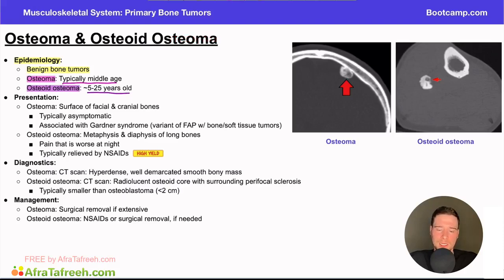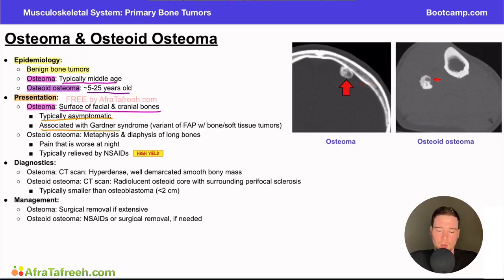Now, when we move on to the presentation here, this is where we really start to differentiate these pathologies. The osteoma is typically going to be seen on the surface of facial and cranial bones. It's often going to have an asymptomatic presentation, in that it could just be a finding that's seen on imaging, but not what the patient came in for, or the patient doesn't have any actual symptoms of it, but they know that they have it.